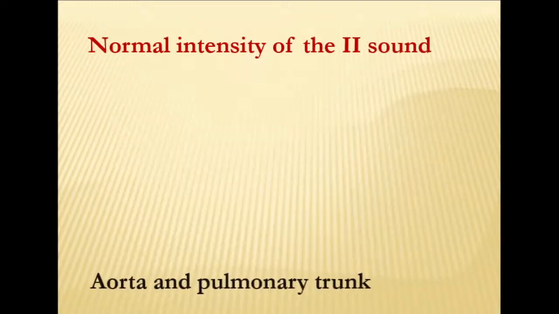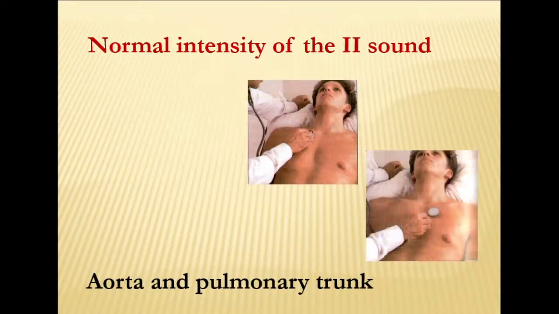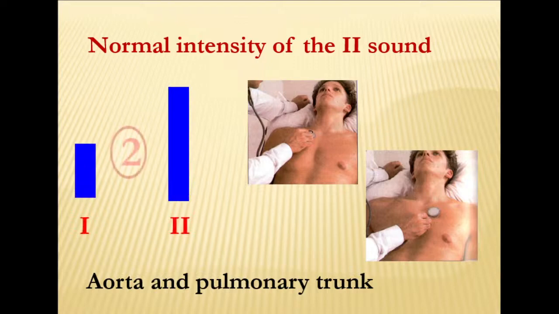Normal intensity of the second sound over the aorta and pulmonary trunk: it is heard 2 times louder compared with the first sound. Same correlation, 2 times. It's very easy, remember. But when our stethoscope is over the apex and xiphoid process, the first sound is 2 times louder than the second. When we auscultate the aorta and pulmonary trunk, the second sound becomes 2 times louder.